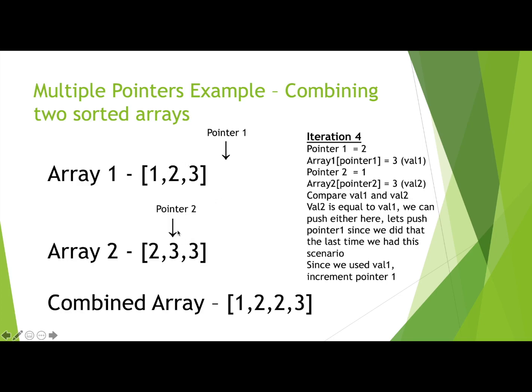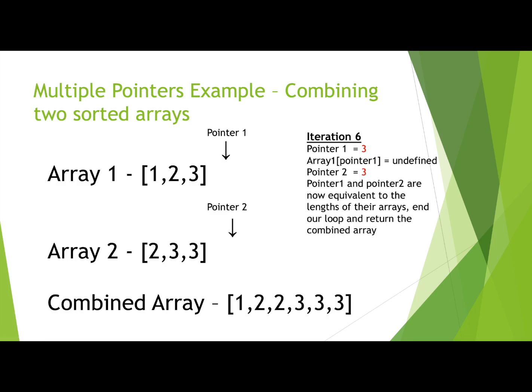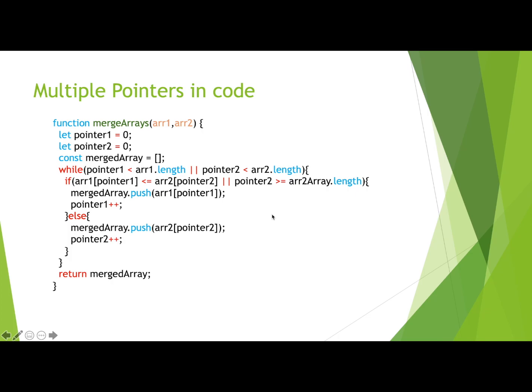And then we're going to just repeat the process, but only for pointer 2 at this point. So we're going to push 3, move the pointer over, and then push another 3 and move the pointer over again. And now since both our pointers are outside of both our arrays, we have no more values to traverse, so we could just return our combined array. So here's where we would stop our looping.